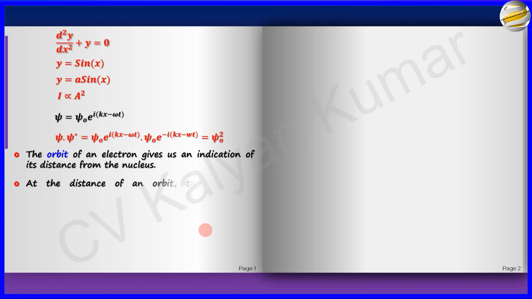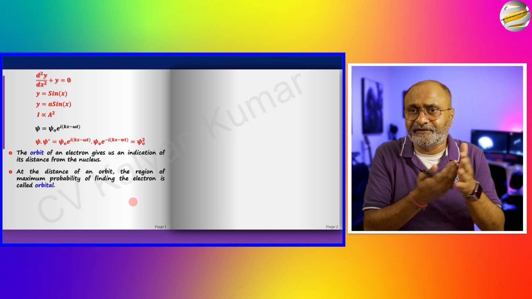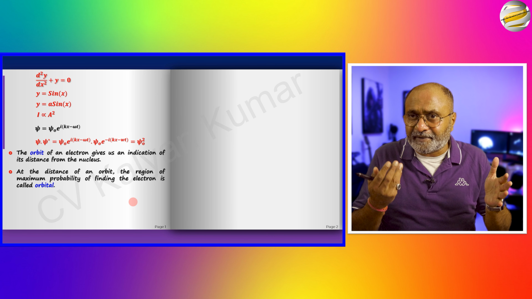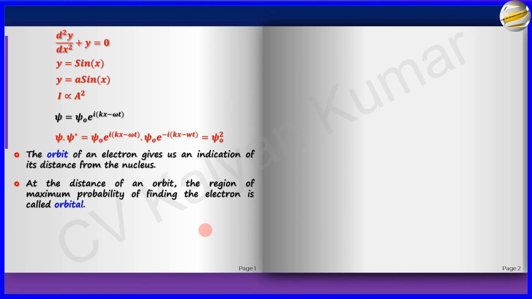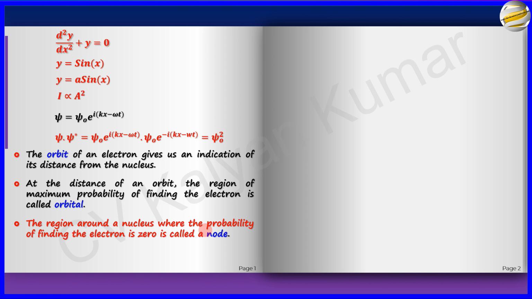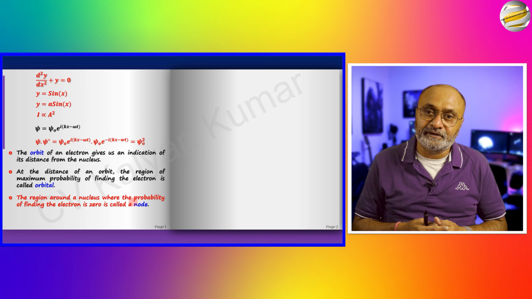At the distance of an orbit, the region of maximum probability of finding the electron is called an orbital. So at a given orbit, the region of space where there is maximum probability of finding the electron is called an orbital. And the region around the nucleus where the probability of finding the electron is 0 is called a node. So nodes are those regions where the probability of finding the electron is 0.